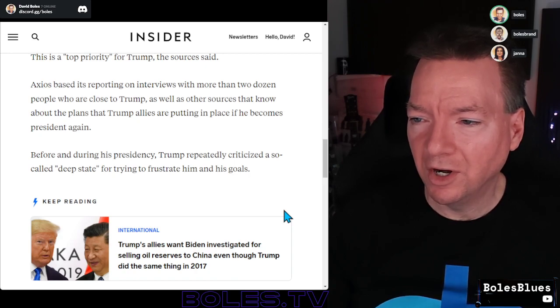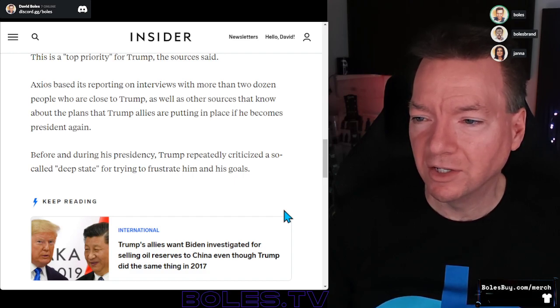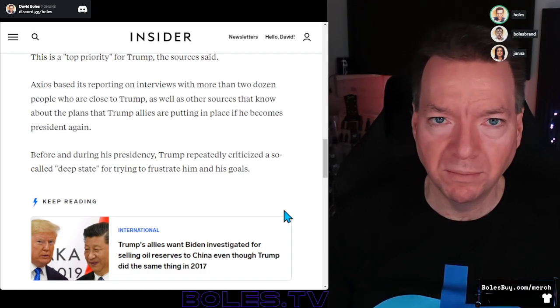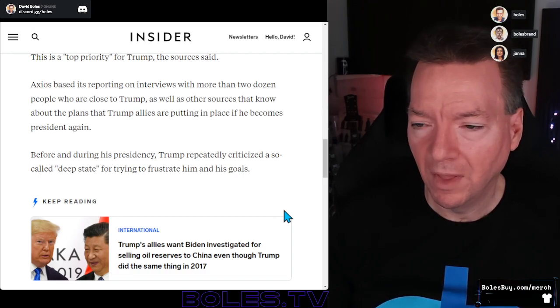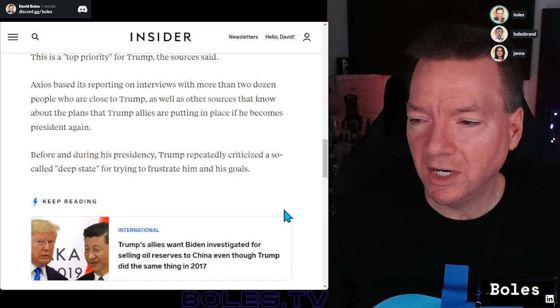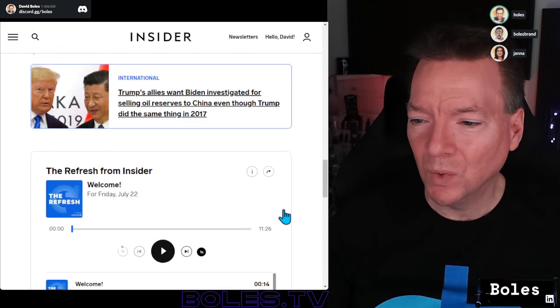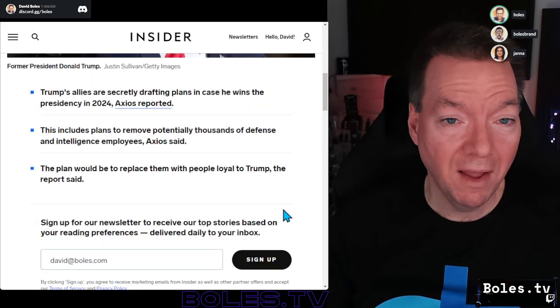Axios based its reporting on interviews with more than 24 people who are close to Trump, as well as other sources that know about the plans that Trump allies are putting in place if, in fact, he becomes president again. Before and during his presidency, Trump repeatedly criticized a so-called deep state for trying to frustrate him and his goals. And that's the story.